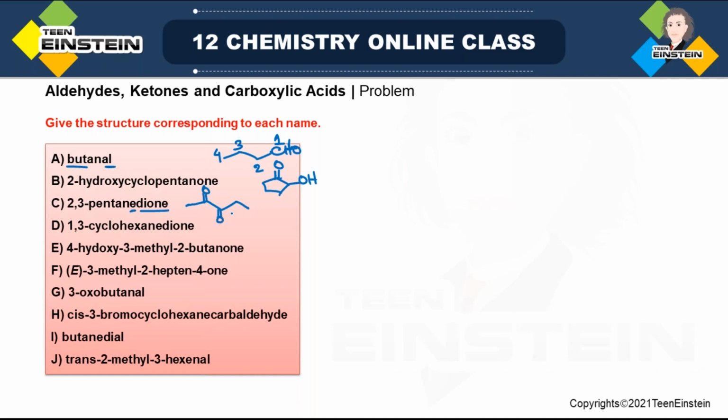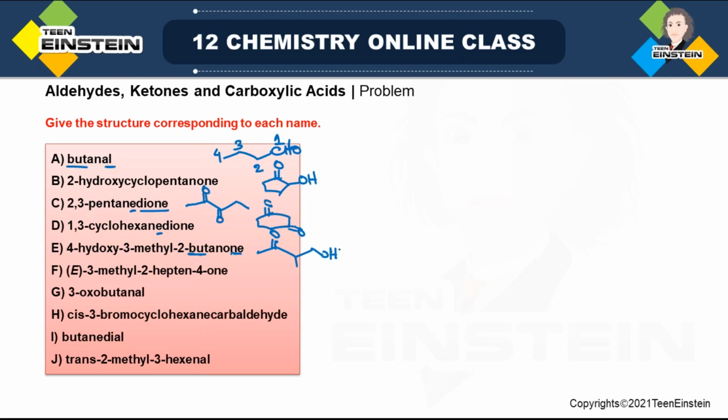Compound D, 1,3-cyclohexanedione. Now see here E is still there because it is dione, two keto groups. Cyclohexane system, 1 position, 3 position. Compound E, 4-hydroxy 3-methyl 2-butanone. Here longest chain is 4 carbon. Position of one, that is keto, is 2. So simply write 4 carbon because it is but. 2 position keto, 3 position is methyl group, 4 position there is OH.